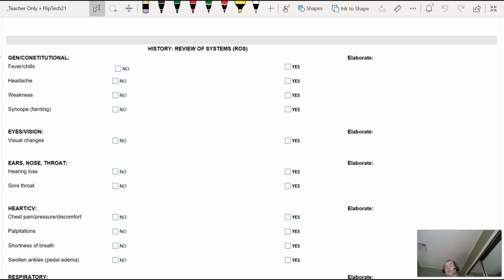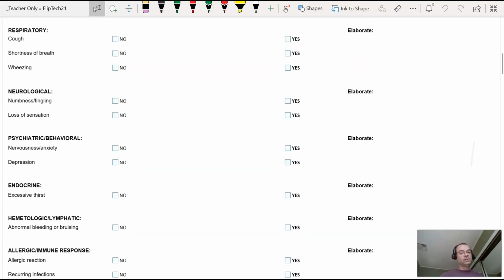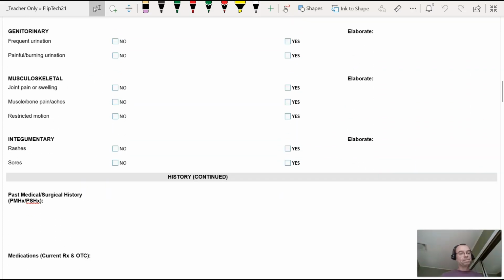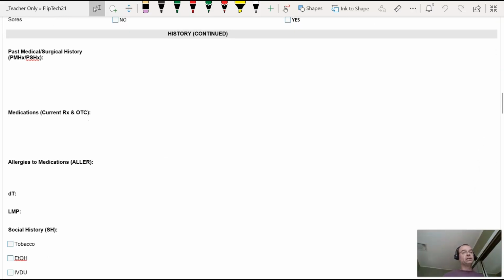When does it occur? Does it occur early in the day, end of day, throughout the day? Are there any alleviating or aggravating factors? Okay, and so on and so on. So this is the whole review of systems. Then we get to past medical and surgical history and medications, over-the-counter and prescription, and allergies to medications.